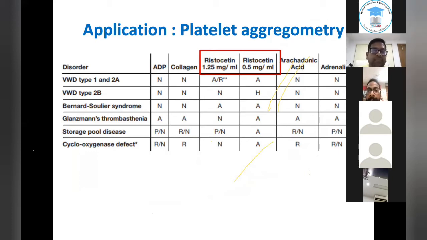If there is an abnormality only to ristocetin, your diagnosis differentials are two, von Willebrand or BSS. If there is absent aggregation to all except ristocetin, then you could be dealing with Glanzmann's. As you can see, ristocetin can be a mimicker of your von Willebrand factor activity in your platelet activation process.